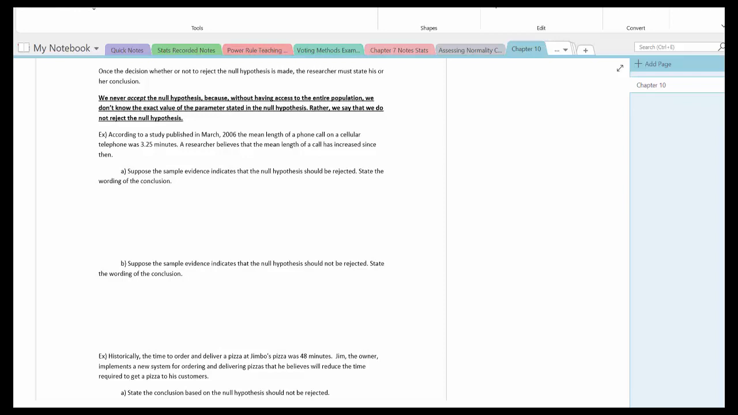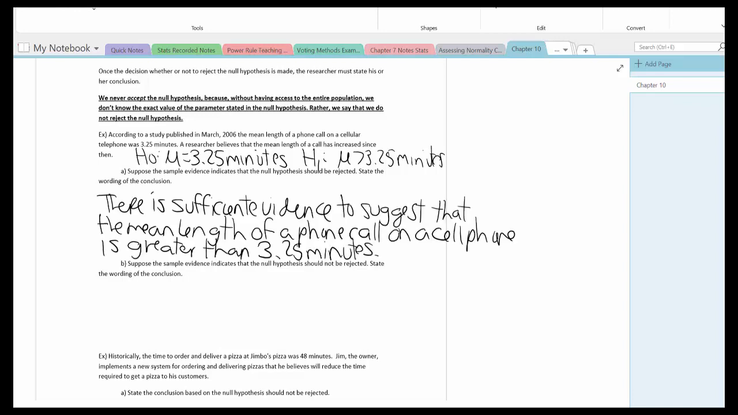Before we do that, I'm going to write out the null and alternative hypotheses. The null hypothesis is population mean is equal to 3.25 minutes. The alternative hypothesis would say the population mean is greater than 3.25 minutes. The null hypothesis should be rejected, so here's what you should write. There seems to be sufficient evidence to suggest the mean length of a phone call on a cell phone is greater than 3.25 minutes.